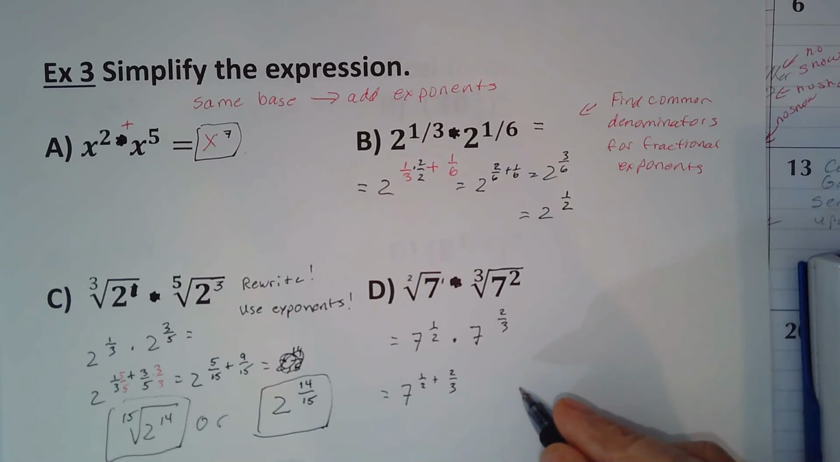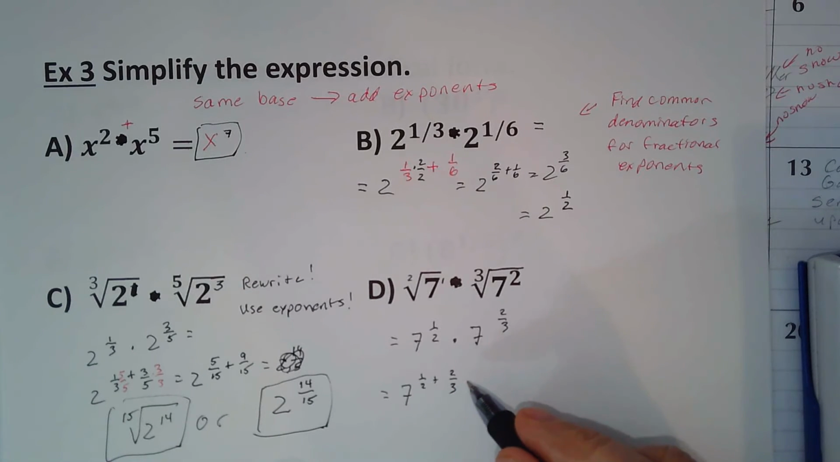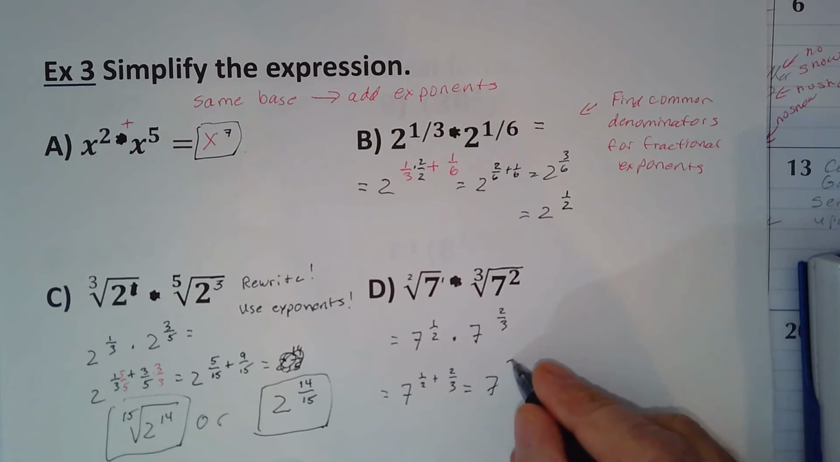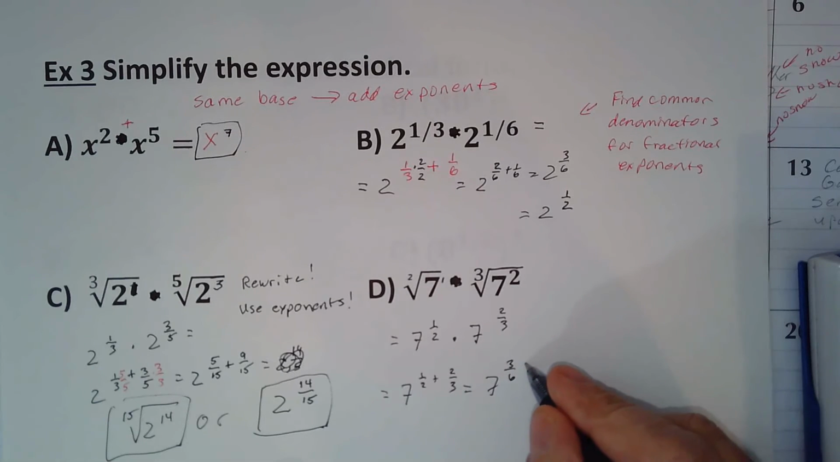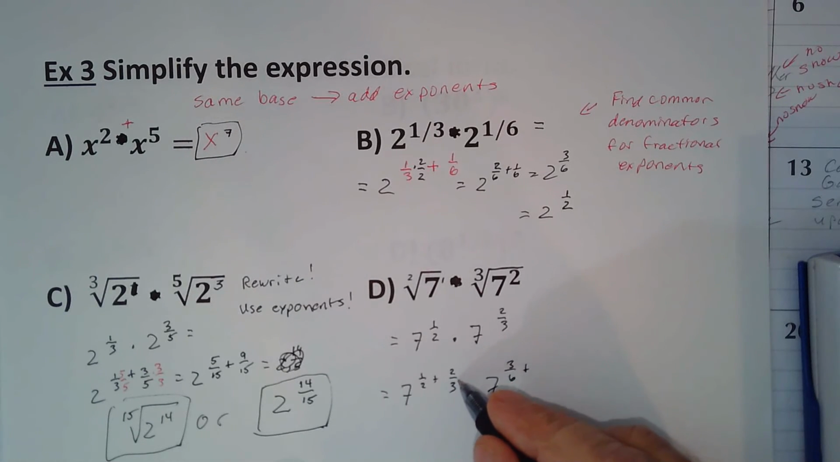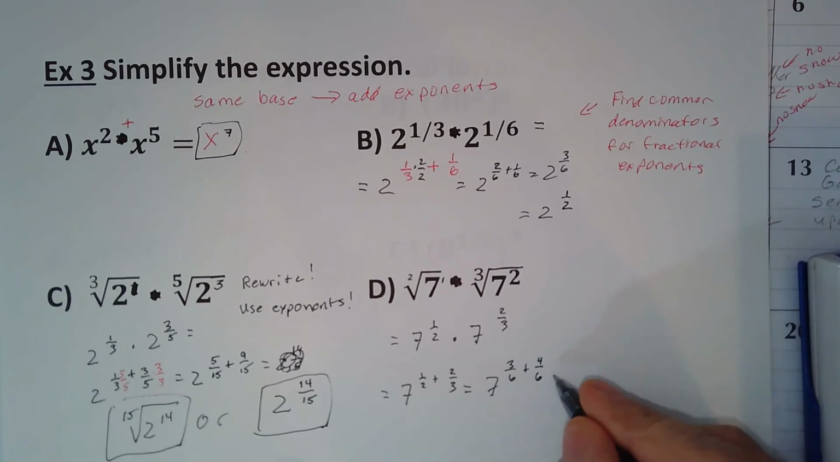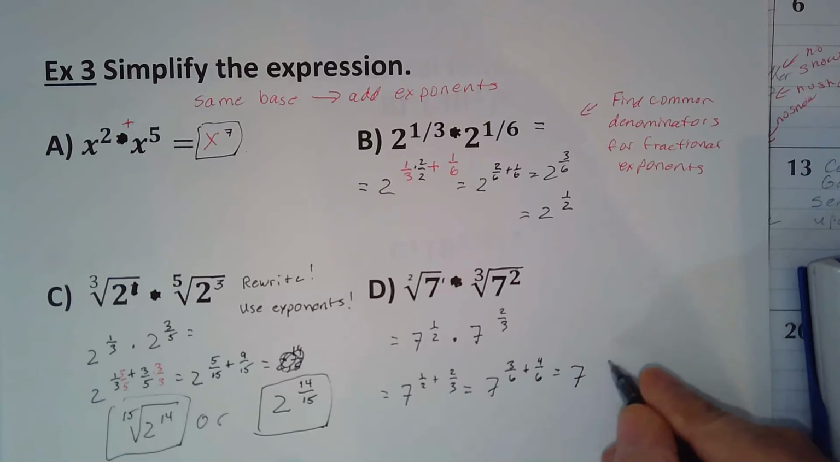All right, so again, we could do these into sixths. So let's do this into sixths. So this is 3/6, right? So that equals 7 to the 3/6 plus, and then this is 4/6, which is 7 to the 7 over 6.